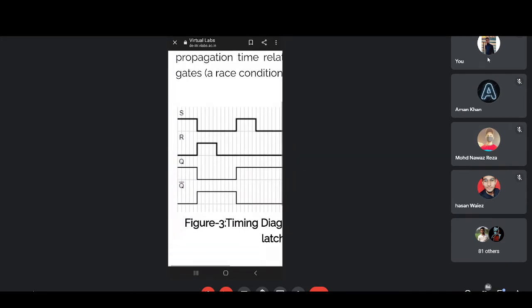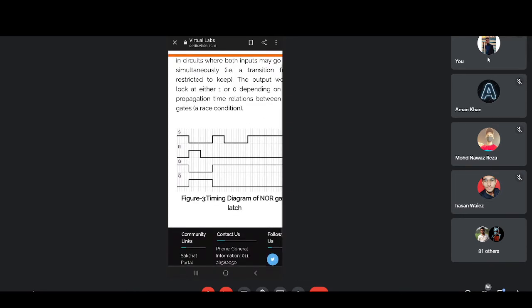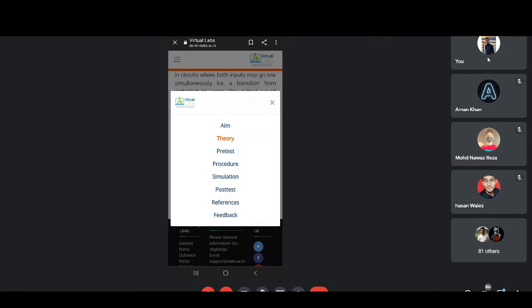I have told you, no need to bother about Q bar. Always make it the complement of Q. If S and R are given, you can trace Q, and whenever you trace Q, you can automatically trace Q bar. Whenever Q is 1, Q bar is 0, and when Q is 0, Q bar is 1. That is a very simple thing. You can understand that.